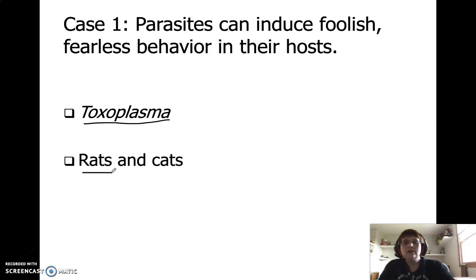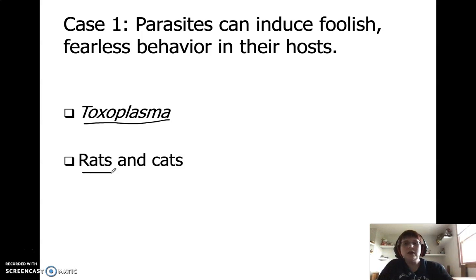But if a rat is infected with Toxoplasma, it's actually going to look for cats. It's going to search them out. It likes the smell of cats. We found out they like the smell of cat urine. It's really weird. If a cat comes into a room where there's a rat with Toxoplasma, the rat will just sit there. It won't run away. Sometimes it won't even acknowledge that there's a cat.